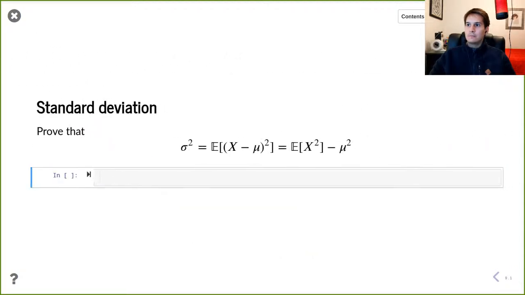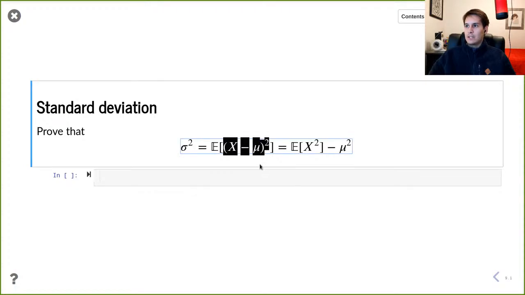And the second one is to prove that the variance is defined as the expected value, and here, as you can see, I didn't put x, I put a function of x, right? And the only thing that I changed here is that this is now the thing I want to calculate the expected value of. And you need to prove that the variance can be written as this thing here.